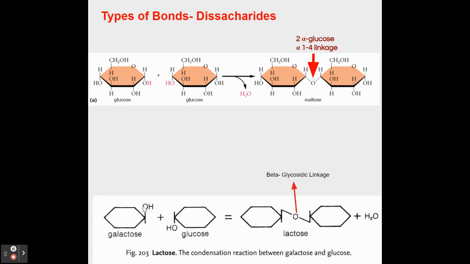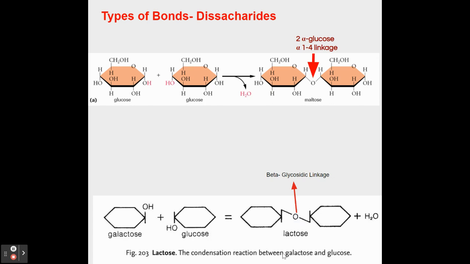But if we have a galactose and an alpha glucose, the hydroxyl groups are on opposite ends, and you get a beta glycosidic linkage. This beta glycosidic linkage is lactose. It is a lot different than the alpha glycosidic linkage. You don't need to be able to draw the beta glycosidic linkage, but just know that there is a difference, so the bond will be a lot different in form.